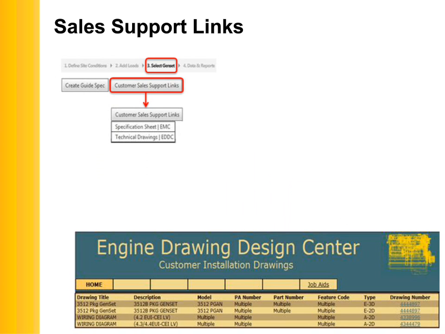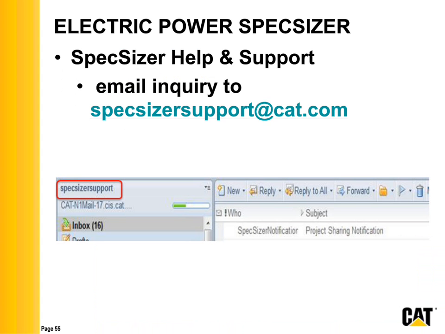Okay, well, we've basically talked about how you size a generator set. There were just 4 basic steps. You specify your site conditions, add and sequence your loads, size your genset by clicking Select Genset. You go get your data and your reports.